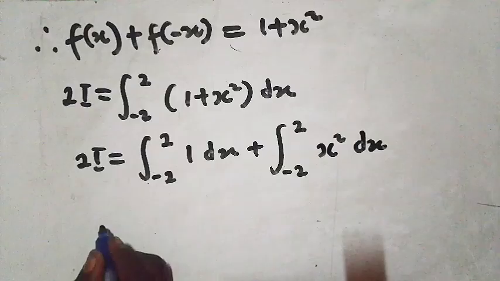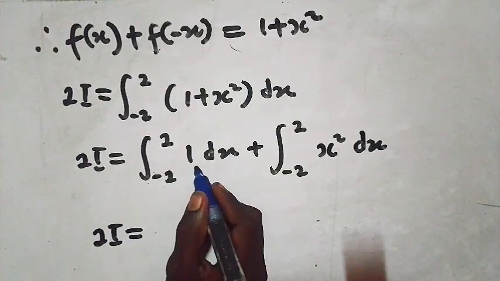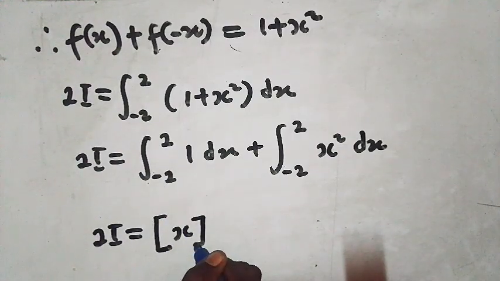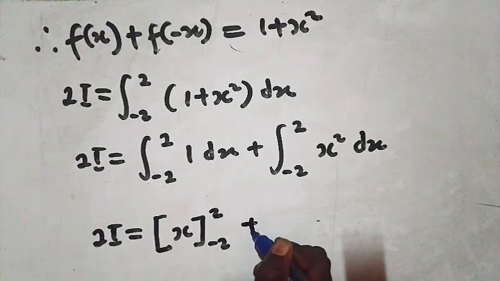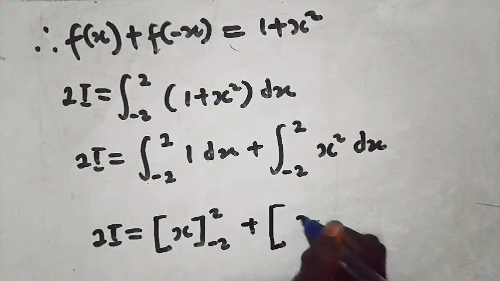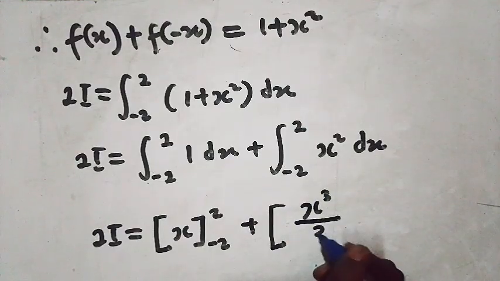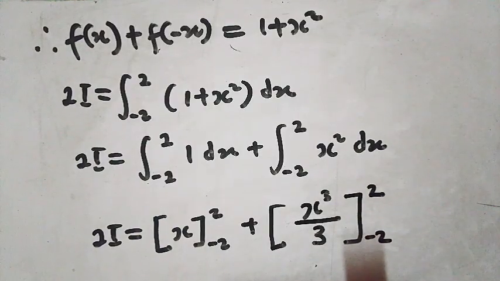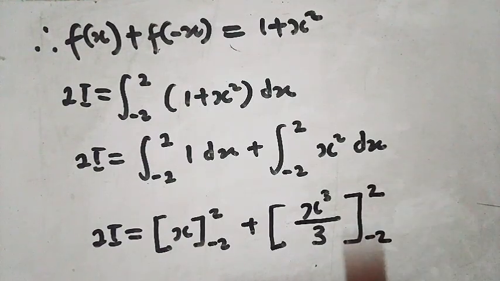So let's integrate. 2I equals, if you integrate 1 dx, this will give us x, introducing the limit minus 2 to 2, plus the integral of x squared. This will give us x raised to the power 3 over 3, from minus 2 to 2, plus c, which is an arbitrary constant.